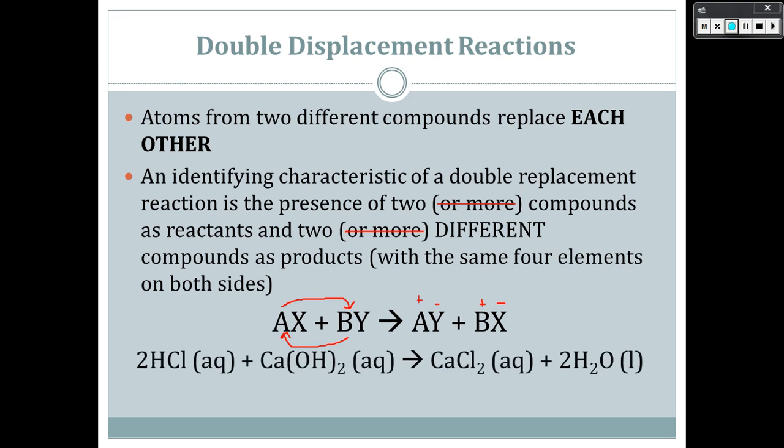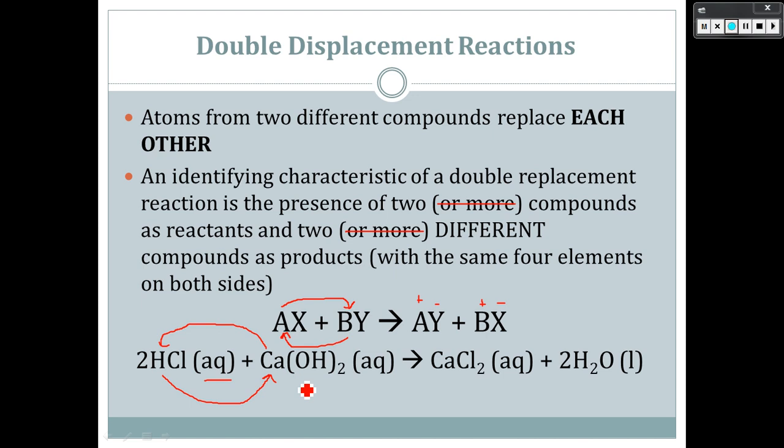And here's a good example of that. So we have 2HCl, and that's aqueous, so dissolved in water. HCl is hydrochloric acid, plus calcium hydroxide, which is also aqueous, and that gives us calcium chloride. So the calcium is essentially replacing the hydrogen, and the hydrogen replaces the calcium.